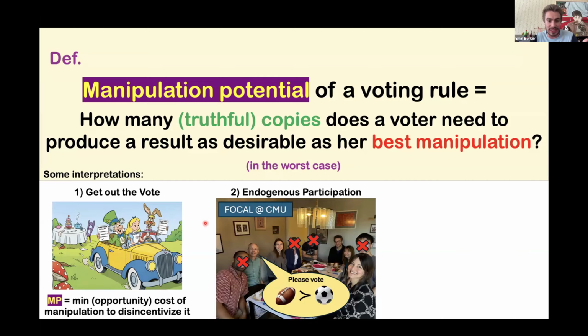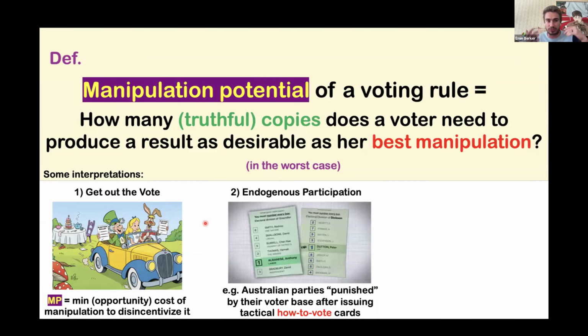So this is a funny example, but it actually does happen that at least in Australia or other countries that use these instant runoff-like rules, parties routinely hand out how-to-vote cards for their supporters. And there are actually instances where issuing tactical how-to-vote cards, so asking people to misrepresent their preferences, have come at the cost of people not showing up to vote. And now the manipulation potential is the minimum cost that you must lose from your community, such that manipulating is not worth it. The dual approach to the previous one.